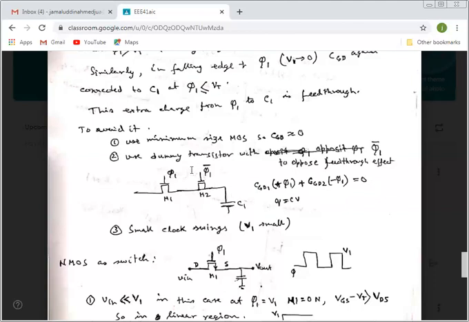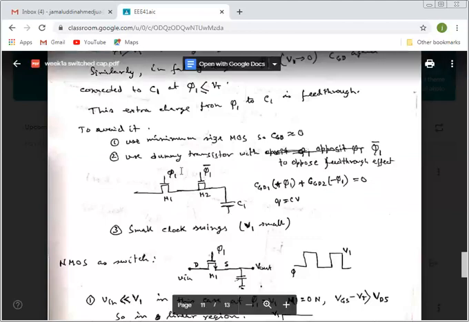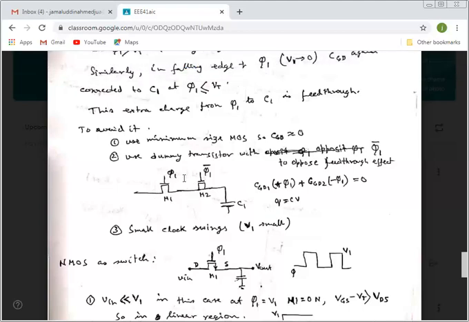So another thing is a dummy transistor. So we need an extra transistor. So for each switch we need 2 transistors. So if there are 3 switching arrangements, then we need 6 transistors. But this way we can use any transistor. Otherwise we need to make a minimum size transistor.